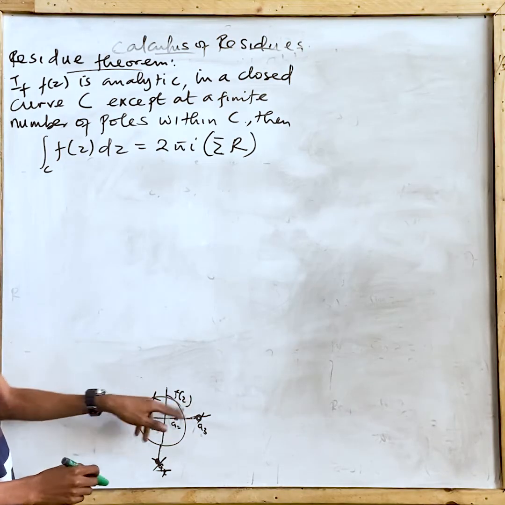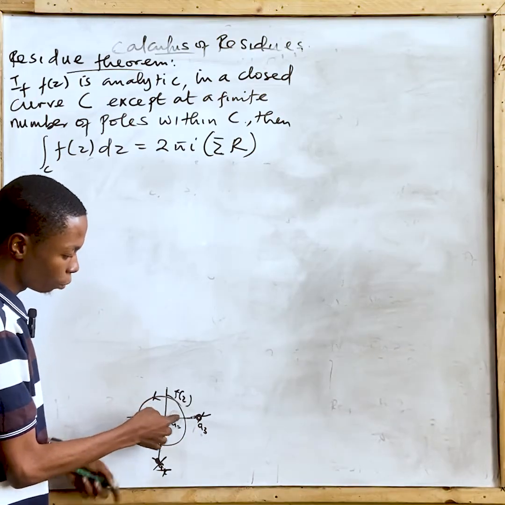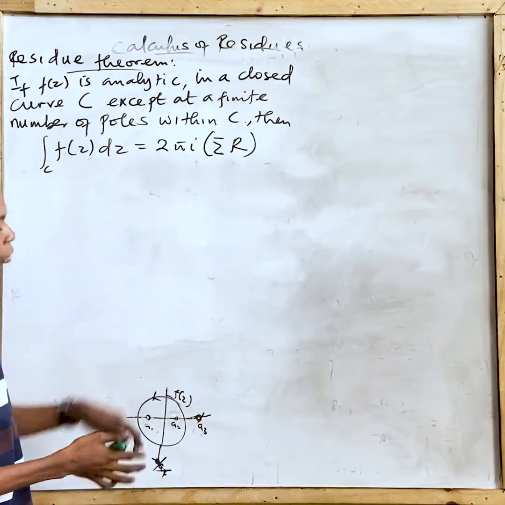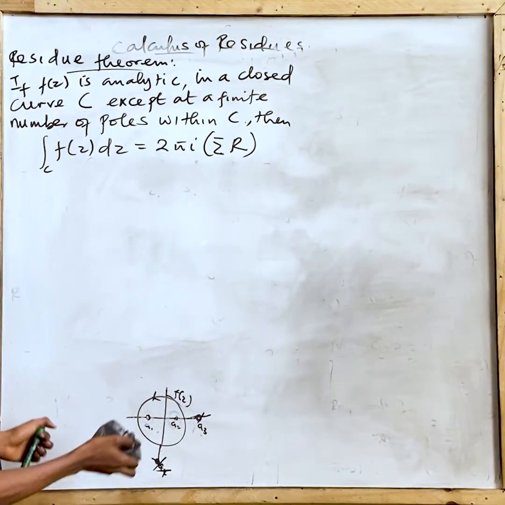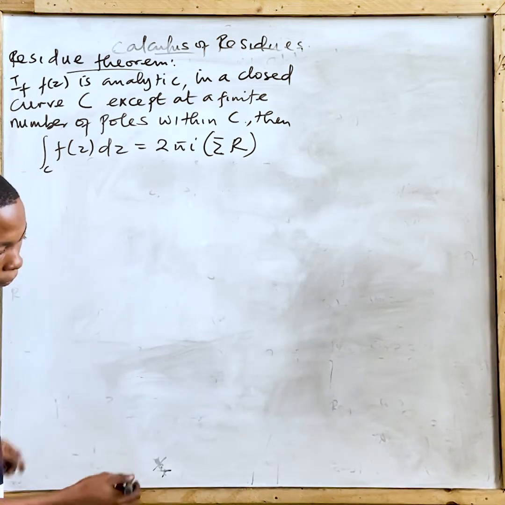Then the integral of this function will be the residue of this simple pole plus the residue of this simple pole. We add them together, that is the summation of the residues. Whatever we get, we multiply by 2 pi i. That's basically what the residue theorem is all about. So let's solve one example.